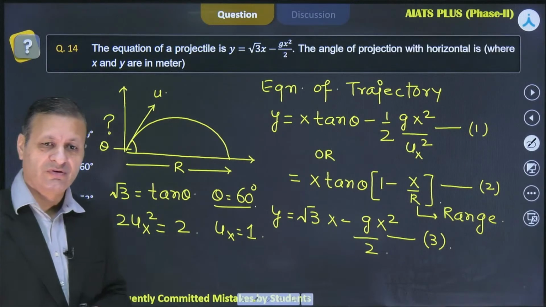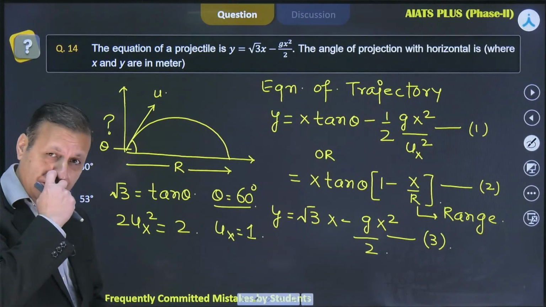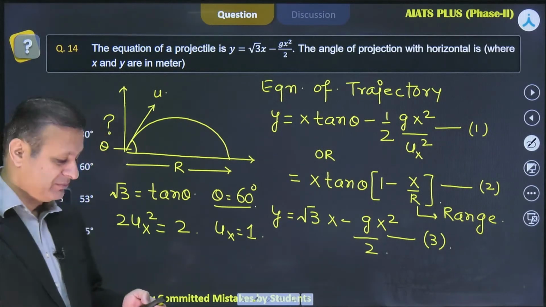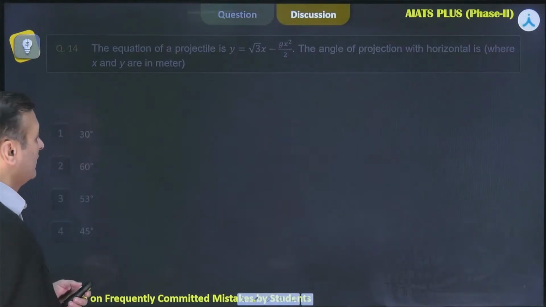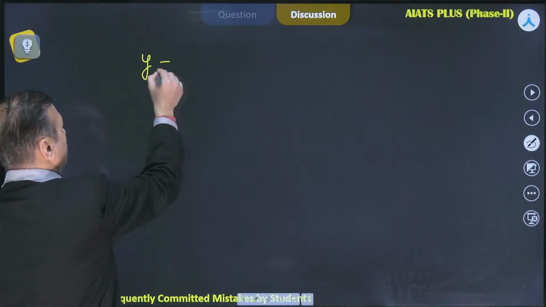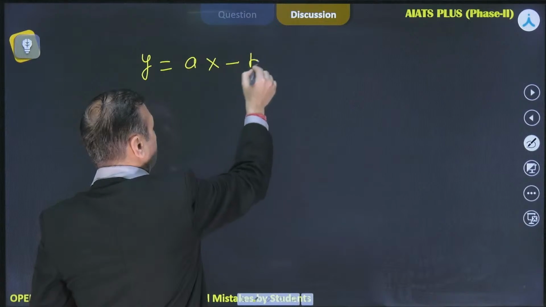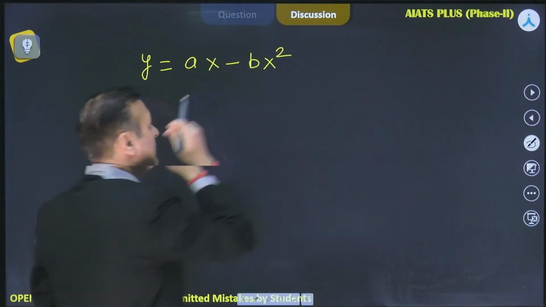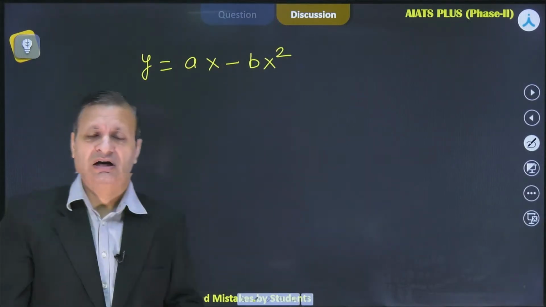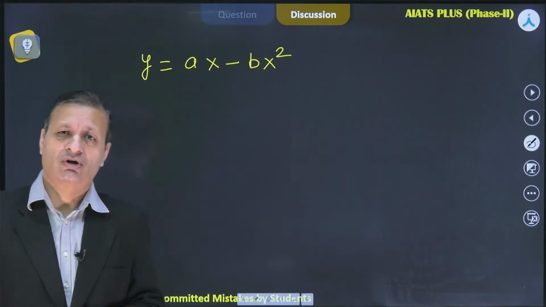Shall we move, or shall I give you one more problem based on the same? I think we should attempt. We should go for one more. Now let's suppose the equation of trajectory is given to you as maybe ax minus bx square. A very important format, and you can find this format again in your PYQs.